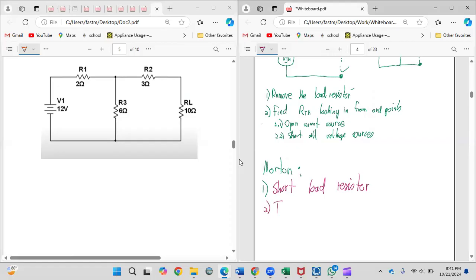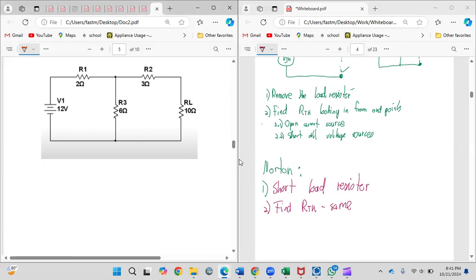The second step is finding our Thevenin, and the steps are the same. You open circuit your current sources, short circuit your voltage sources, looking through here. So with the R Thevenin now, you would just remove here like normal and look in through here. So you're looking through here, you find this could be short circuited. So it'll be 3 plus 6 and 2 in parallel. So that'll be R Thevenin.